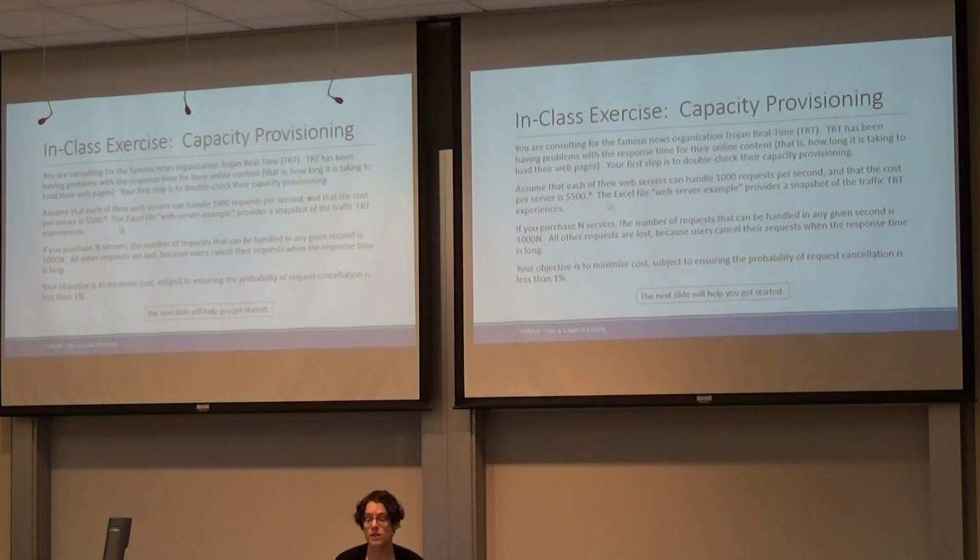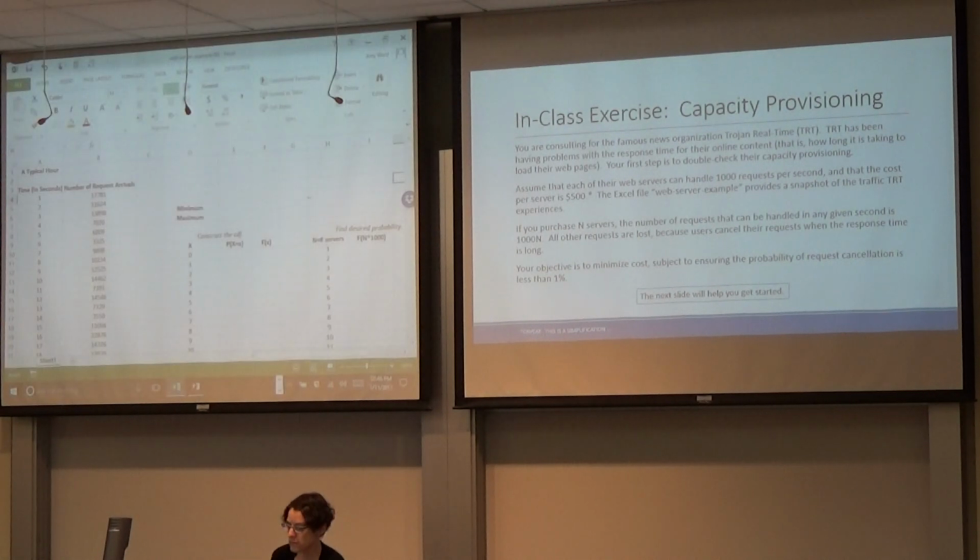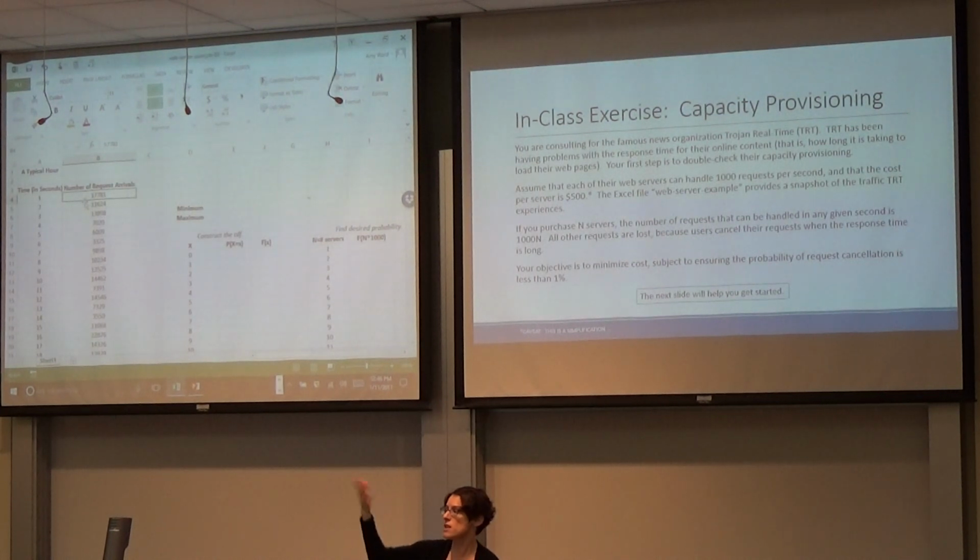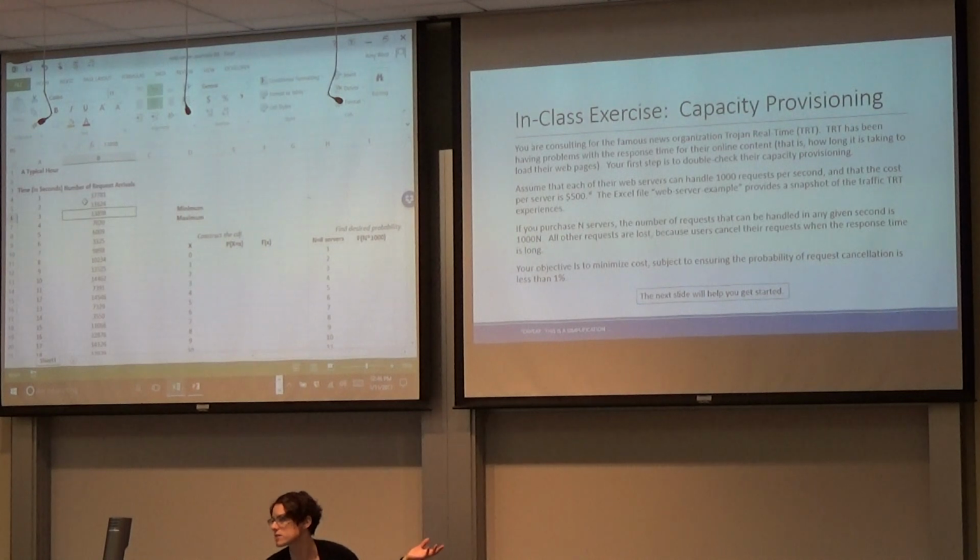And I posted an Excel file to the Blackboard, this is the web server example, and that provides a snapshot of the traffic that TRT is experiencing. Here's the file I posted to Blackboard. What I've done is, for different seconds, I've taken an observation to see how many requests are coming in that second. So here's 1 second, I'm getting 17,781 requests. Another second, I'm getting 11,624 requests. Another second, I'm getting 13,898 requests. So this is giving you a sample of how many requests are arriving for TRT every second.